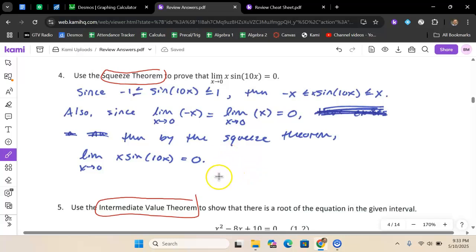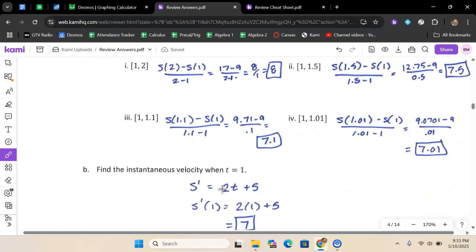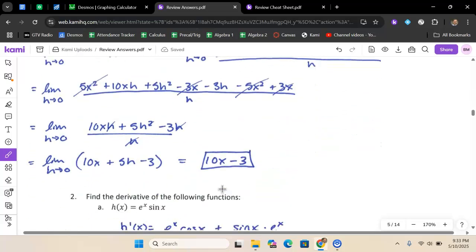I would consider that to be a pretty major theorem. I'm going to talk about those a little bit later on, either in this video or in another video. So I'm just going to skip those for right now. I'm going to jump down to derivatives.